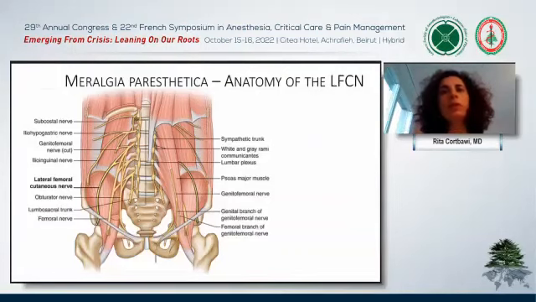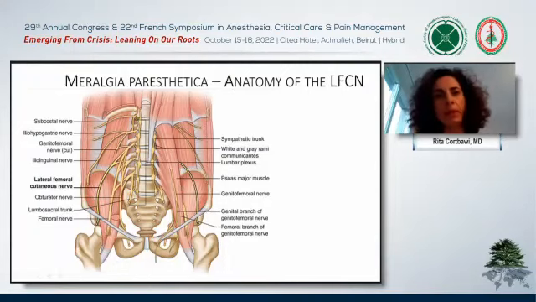This is the anatomy of the lateral femoral cutaneous nerve. As you can see, it arises from the L2, L3 lumbar roots, and most importantly, it's very close to the lymph nodes. So if we have a tumoral invasion of the lymph nodes, then we will see an expression of meralgia paresthetica in the patients.